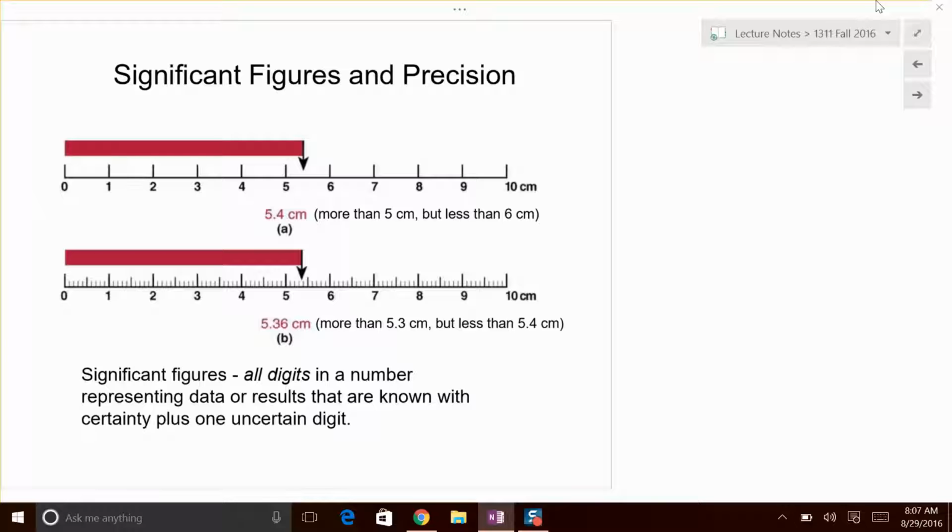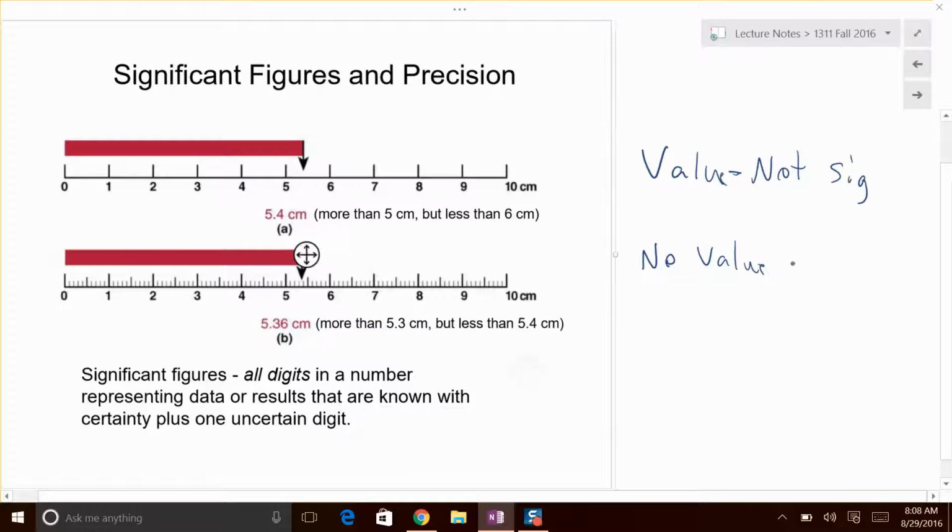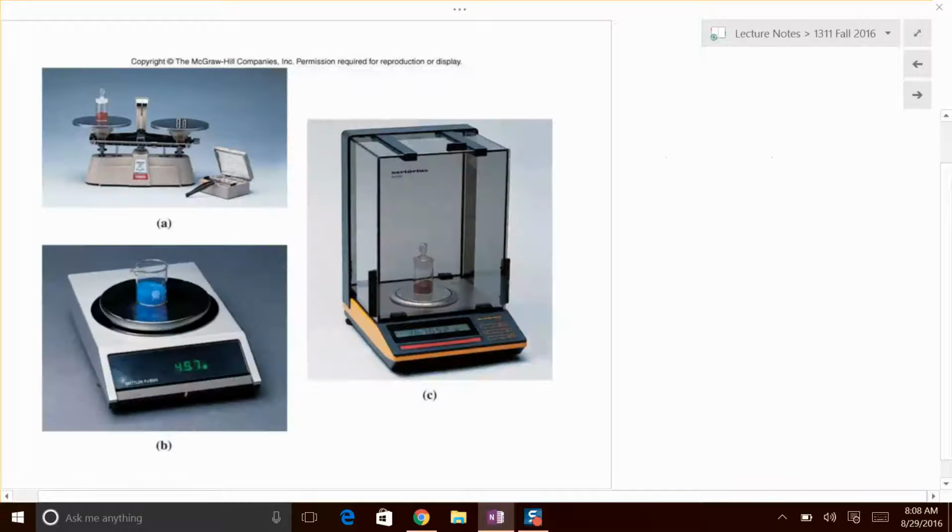And how do I know if what I'm reporting or what I'm looking at is a significant digit or not? Well, all digits are significant if they're non-zero digits. If a 0 digit has value to it, then it is not significant. Value, not significant. No value, well, significant. Okay? So you have to consider whether it has value or whether it doesn't have any value.